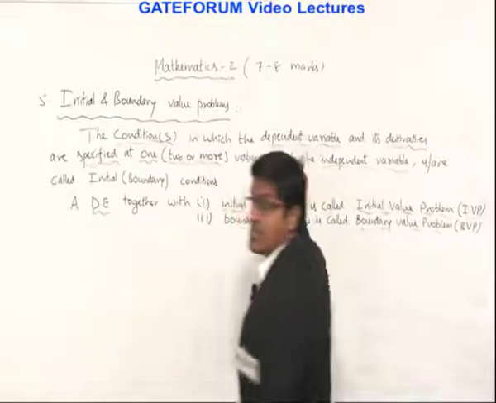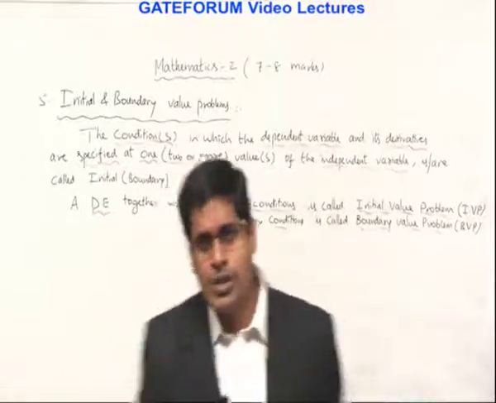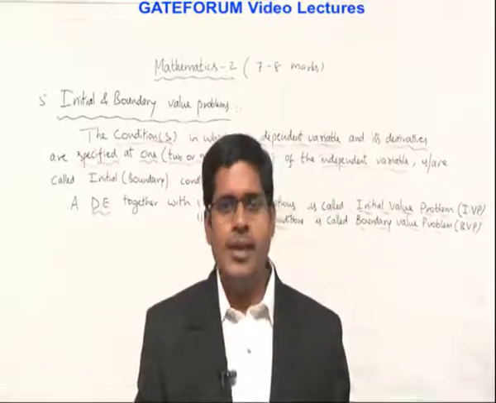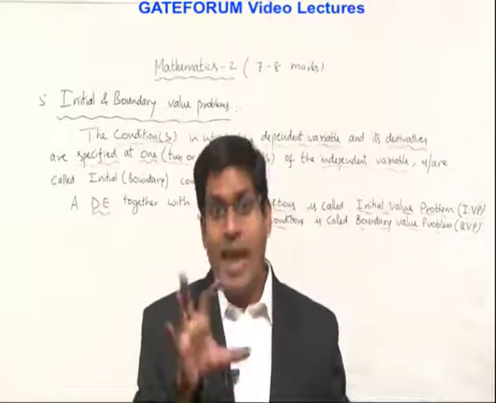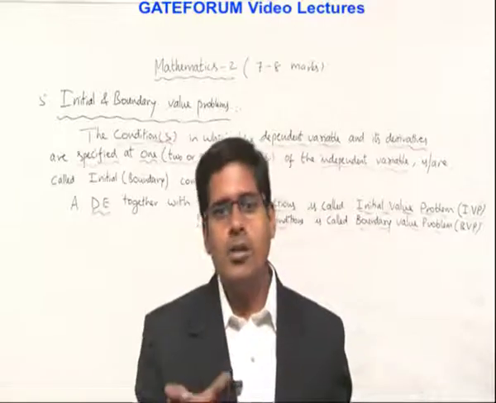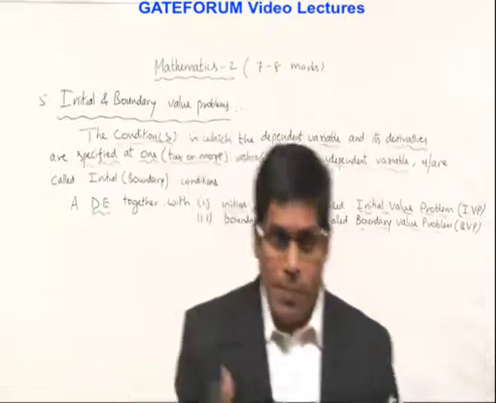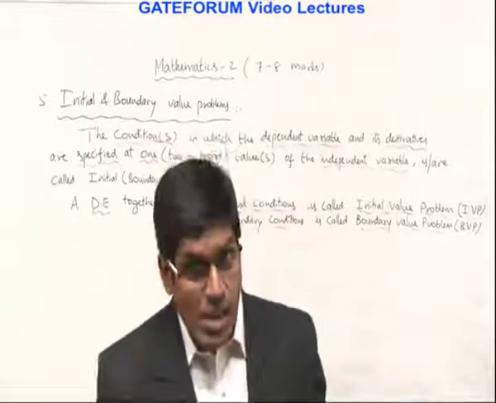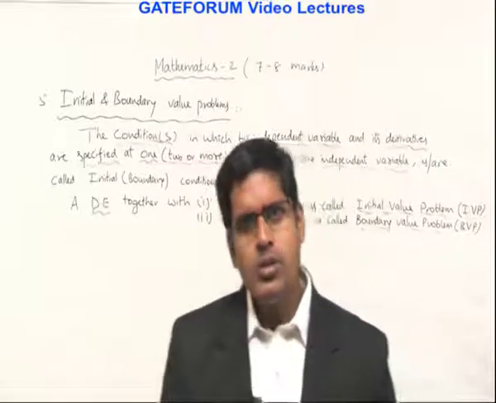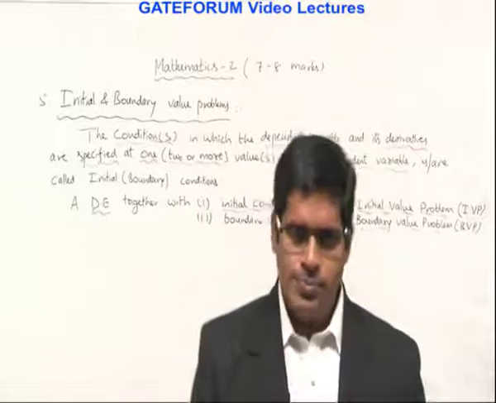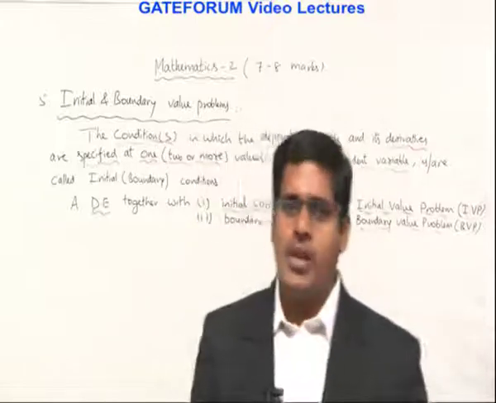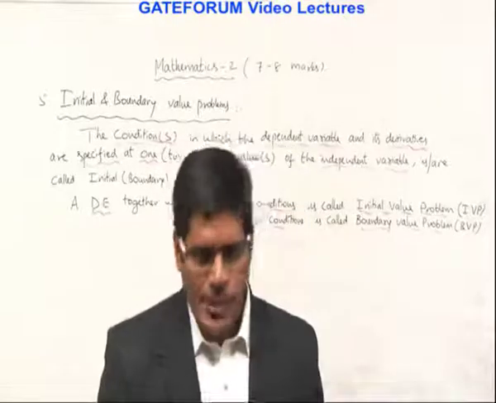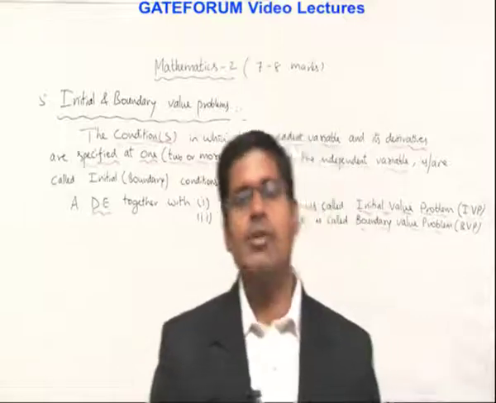In which the dependent variable and derivatives are specified, that means they have values, some constants, at 1 value of the independent variable, or 2, 3, etc. values of the independent variable. If it is 1 value of the independent variable, such conditions are called initial conditions. If two or more values of the independent variable, such conditions are called boundary conditions.